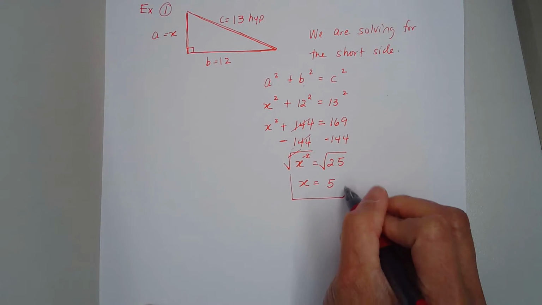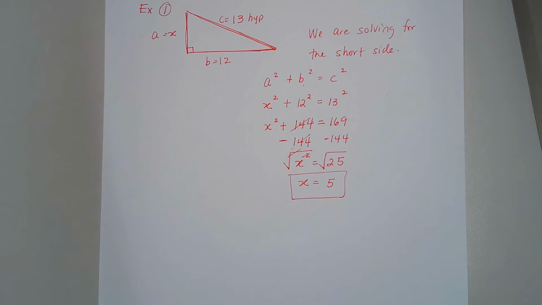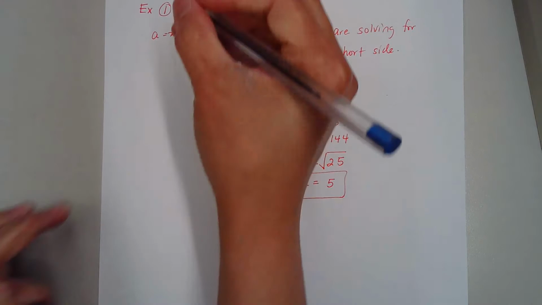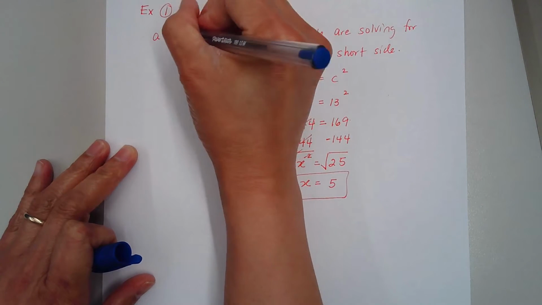Did everybody get 5? Go give it a try. If you're stuck, take the square root of both sides. So the answer for that is 5. I'm gonna write down 5 in here. So I figured it out. This is 5.